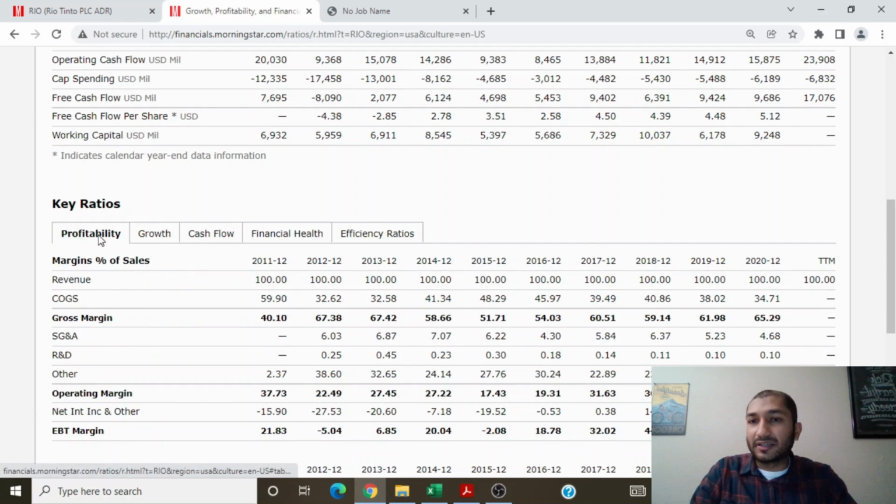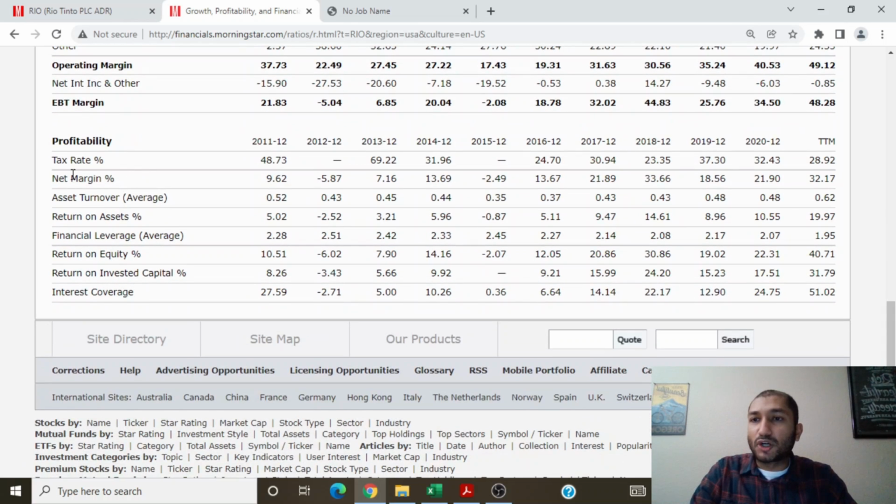Next, looking at the profitability of the company, focusing on the net margin. The net margin is the ratio of the company's bottom line to its top line, so it compares the company's net income to its revenue. Back in 2011, the company's net margin was about 9.62%, and for the trailing 12 months, that number was about 32.17%. What this means is every $100 that the company made in sales over the past 12 months, by the time it paid for its cost of goods, operating expenses, non-operating expenses, interest on its debt obligations, and taxes, it had $32.17 left as pure profit.